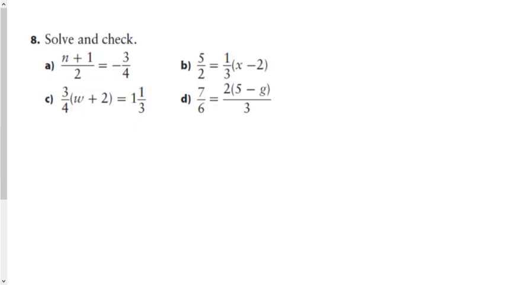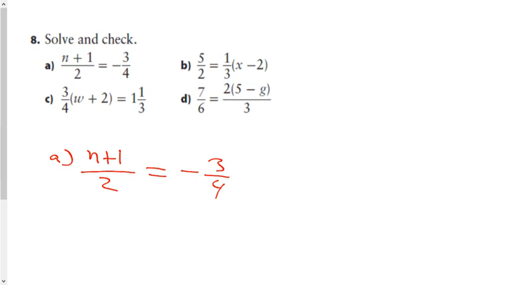Let's skip 7. Let's go on to 8. What did I make you do, A and D? We did all of them. Okay. So with the first one, how much of n plus 1 do you have here? You just have half an amount. So if n plus 1 was a value, this expression represents half of that value. And half of that value is equivalent to negative 3/4.